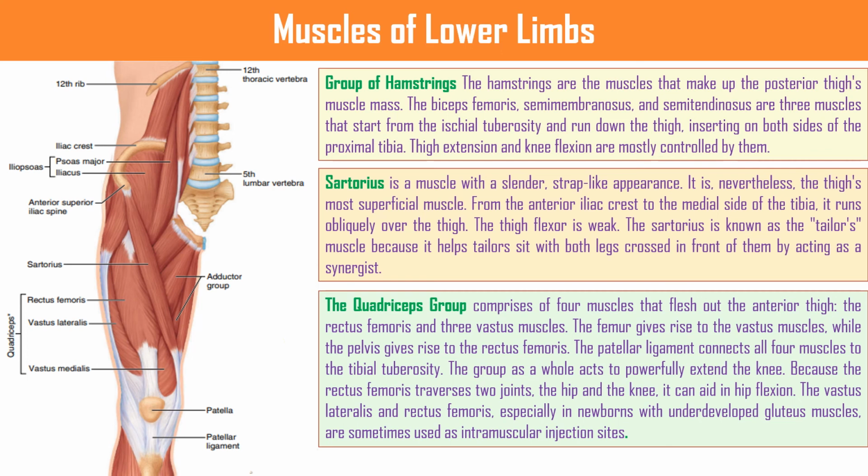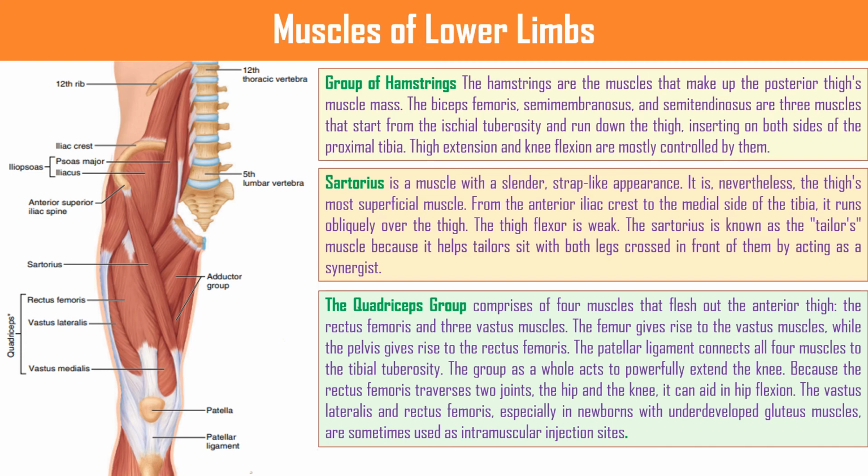The last one is the quadriceps group. This group comprises four muscles that flesh out the anterior thigh: the rectus femoris and three vastus muscles. The femur gives rise to the vastus muscles, while the pelvis gives rise to the rectus femoris. The patellar ligament connects all four muscles to the tibial tuberosity.